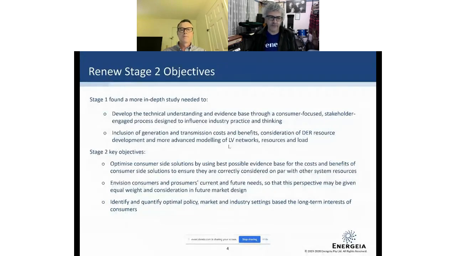So we proposed a project to Energy Consumers Australia, who funded us, and we contracted with Energeia to work with us on the project and do the analysis. And that stage one project back in 2019 was really focused on understanding what the technical issues are and what the ways of managing them are.